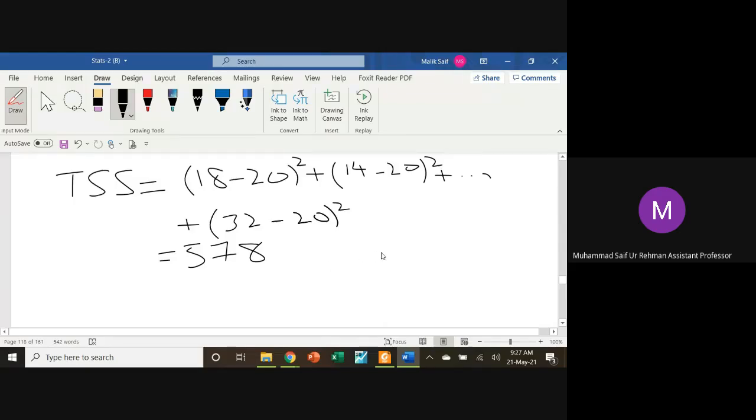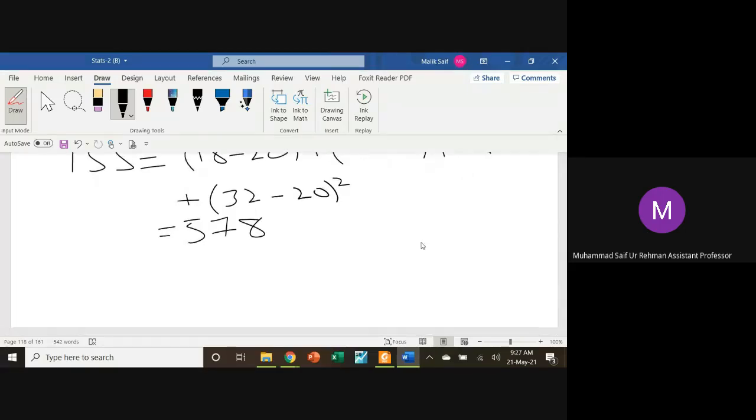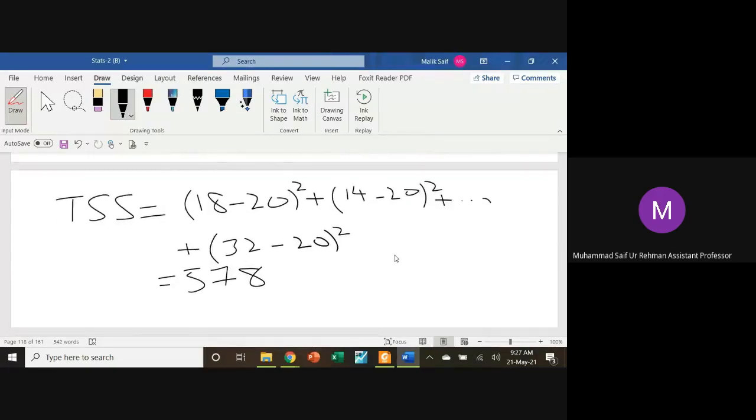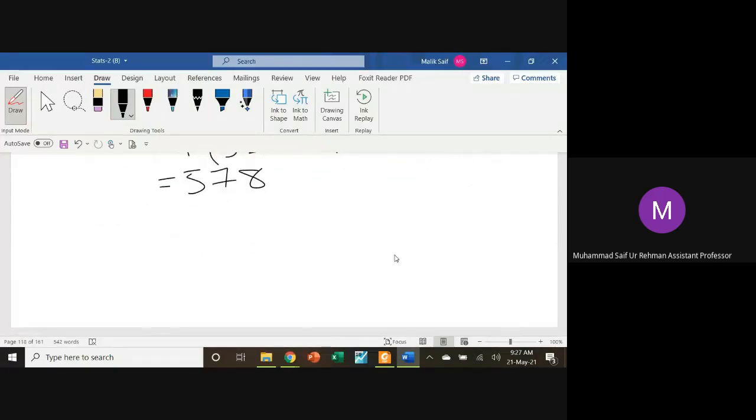Okay. Then the question is, what is the error sum of square? We also call this error sum of square the within sum of square. Within sum of square or error sum of square. So for that, what will you do?